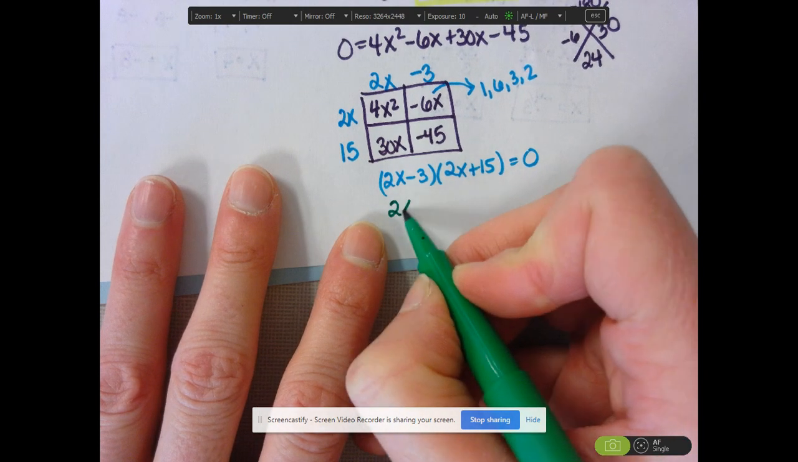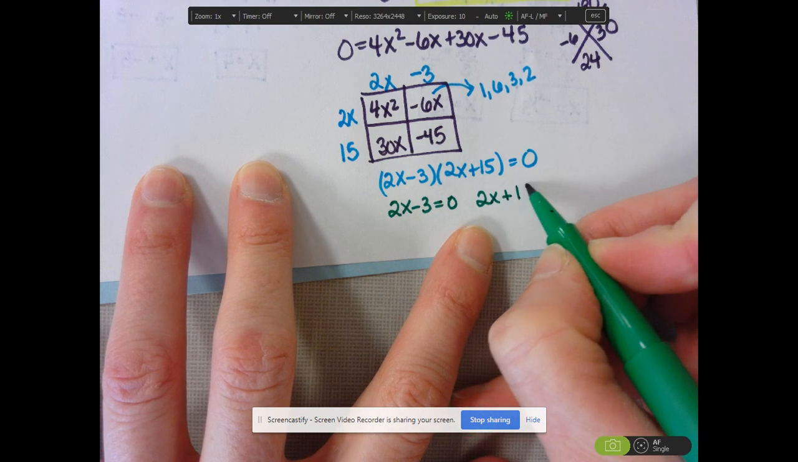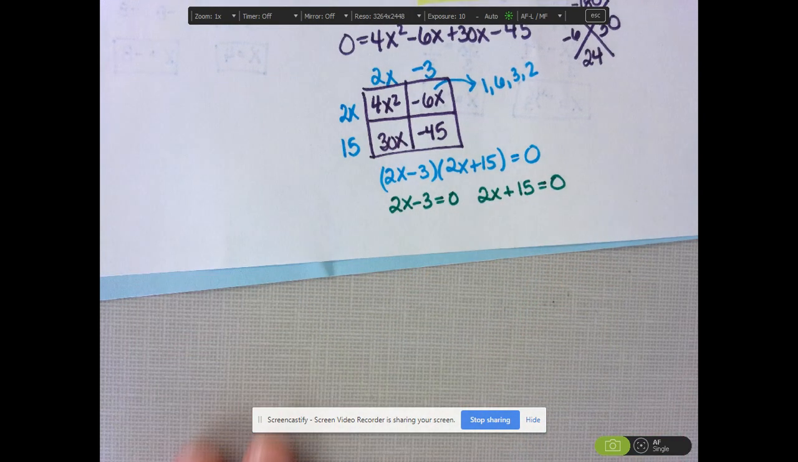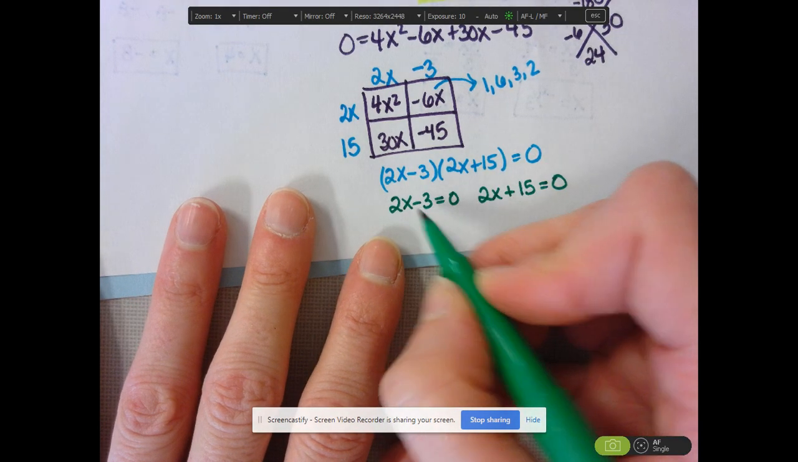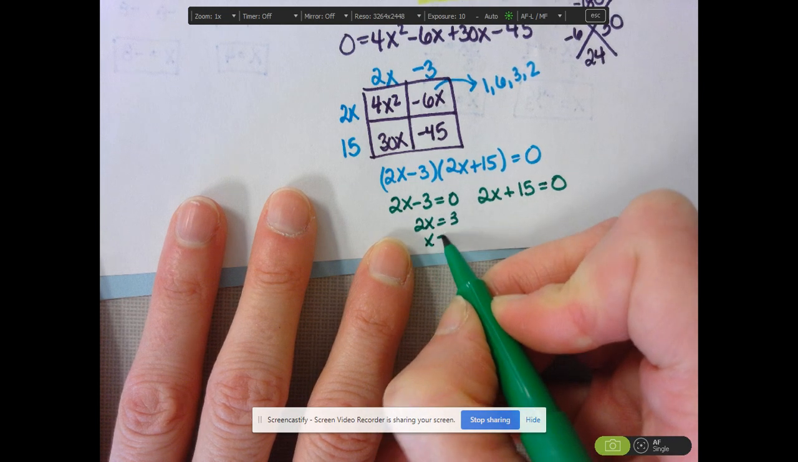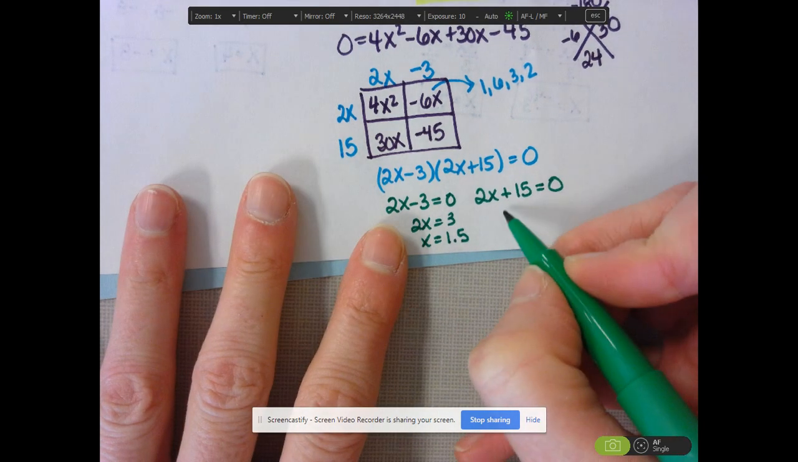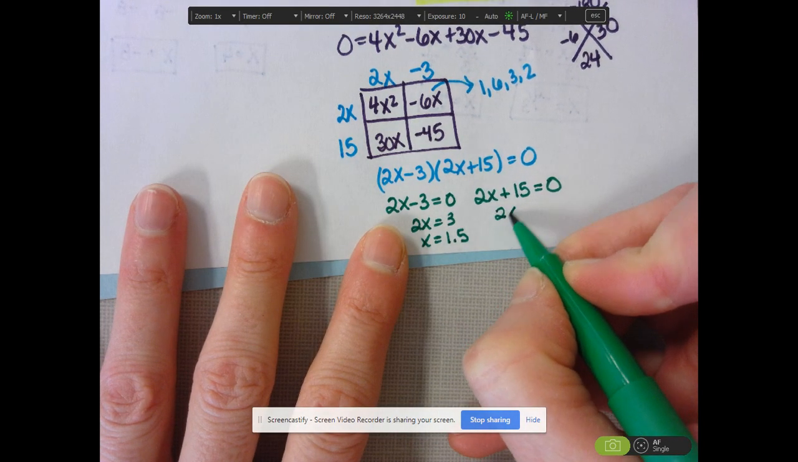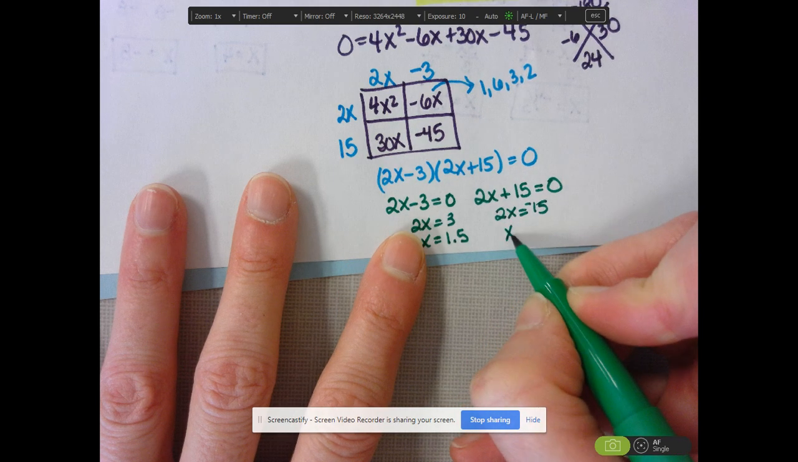Zero product property from the last 2 days tells us that once it is factored and equal to 0, we can take each factor and set it equal to 0. The rest of this should be just from 8th grade math, if not 7th grade math. I'm going to add 3, and then I'm going to divide by 2, which is going to give me 1.5. And then I'm going to subtract 15, and then divide by 2.